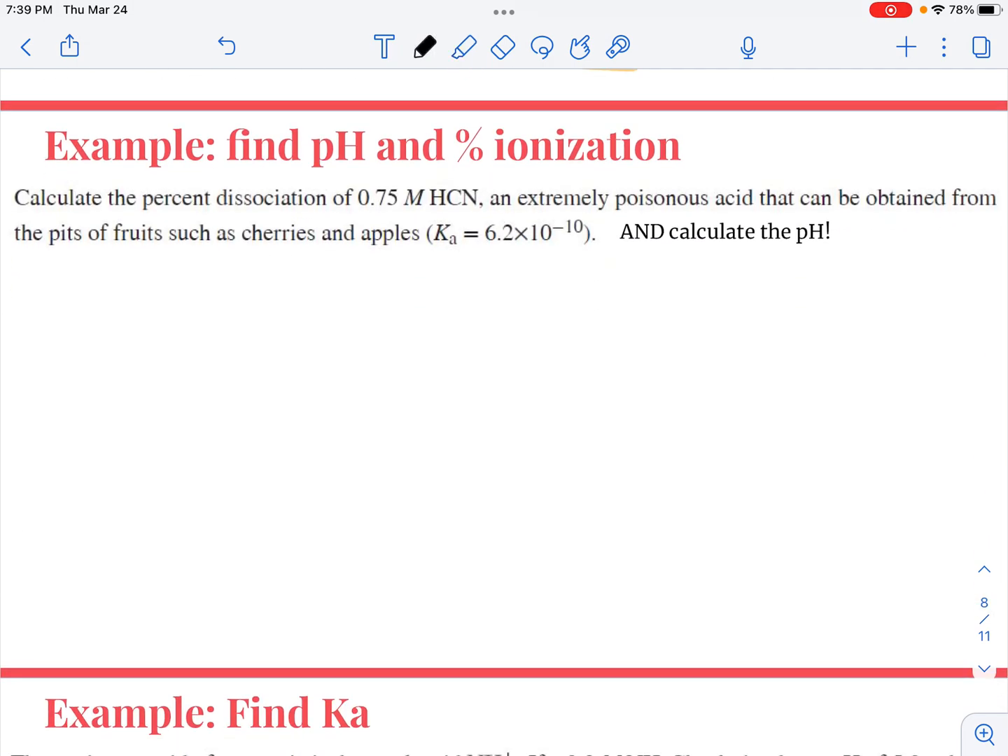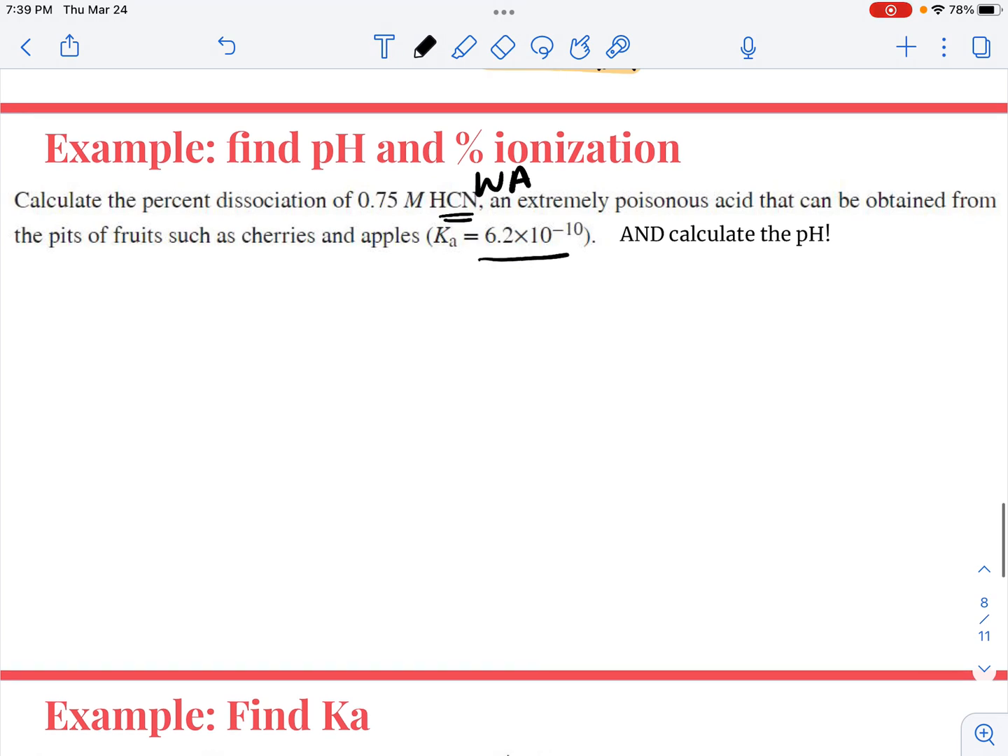The thing that you have to remember is that you have to identify first if it's a weak acid, and if it is, you need your ICE chart, you need your equilibrium equation, you need your equilibrium expression. And from that, then you're going to decide what they want you to do. So this says, calculate the percent dissociation of HCN. HCN is a weak acid. They give you background that tells you it's in the pits of cherries and apples, and they give you its Ka, and they want the percent dissociation and the calculation of the pH.